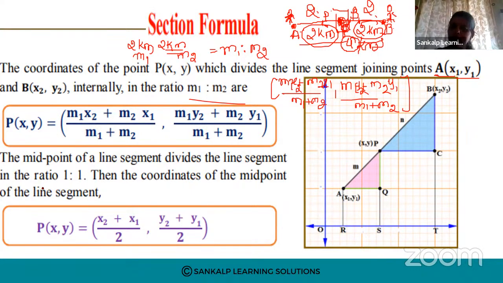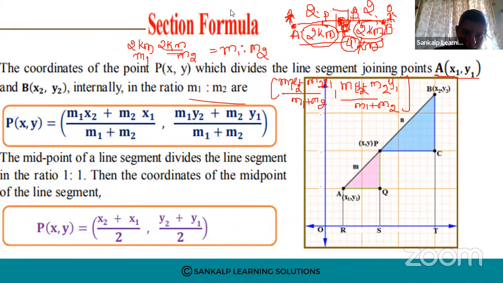The midpoint of the line segment divides the line segment in the ratio 1 is to 1. If the line is divided in the ratio 1 is to 1, then the coordinates of the midpoint of the line segment is what you are going to get then. P of xy is equal to, here m1 is to m2 is 1 is to 1.